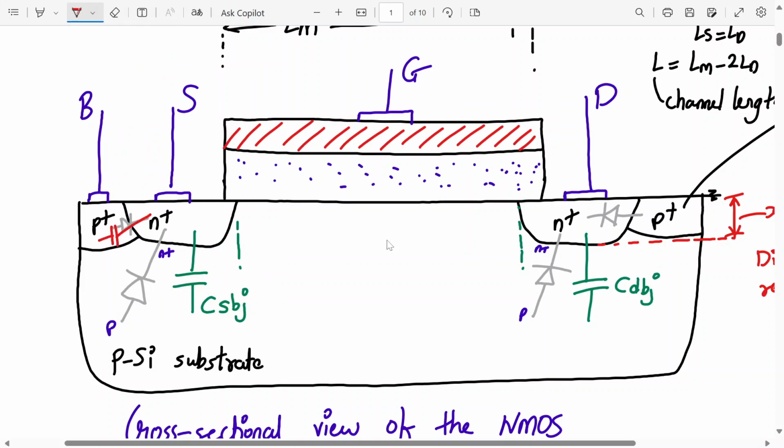So there is a capacitance present over here. This is called CSWSJ, and this is one more capacitance over here, which is called CSWDJ. So what is CSWDJ called? It's drain to substrate sidewall capacitance, and here it is drain. SW stands for sidewall. CSWSJ is source to substrate sidewall capacitance.